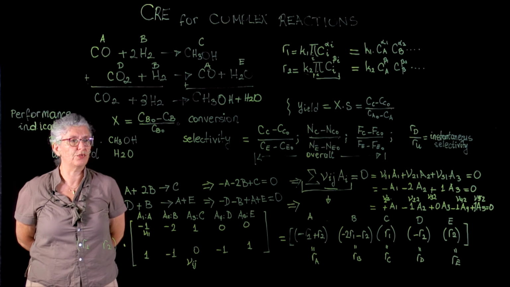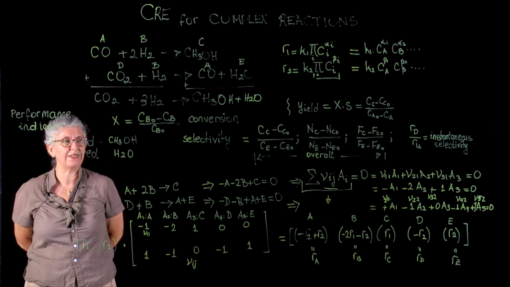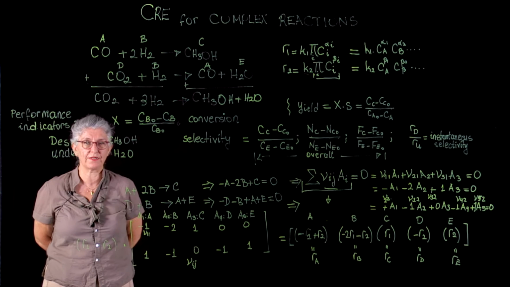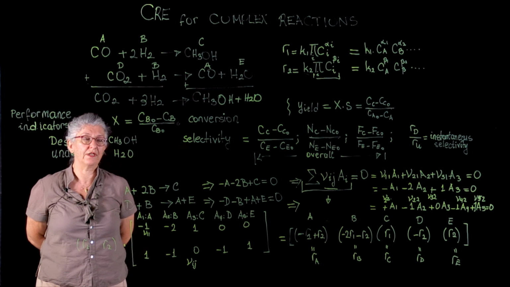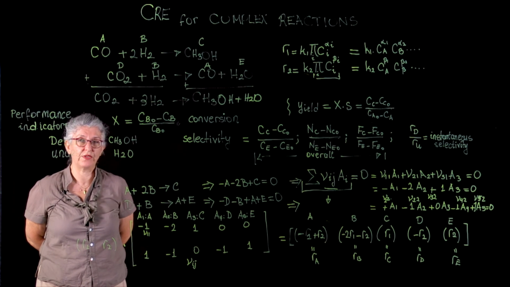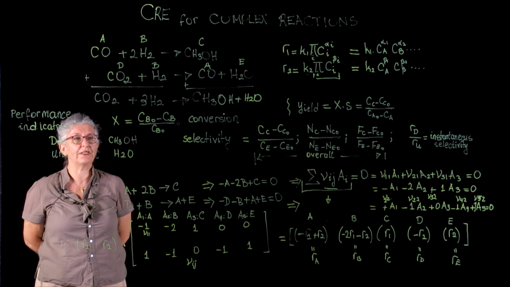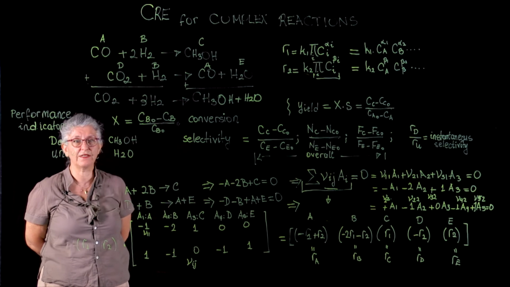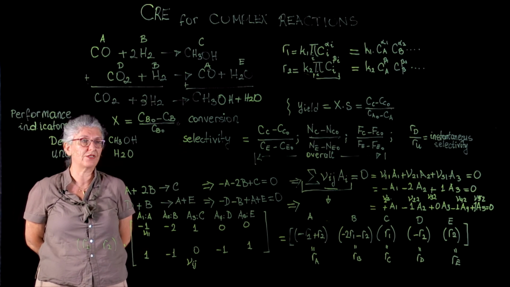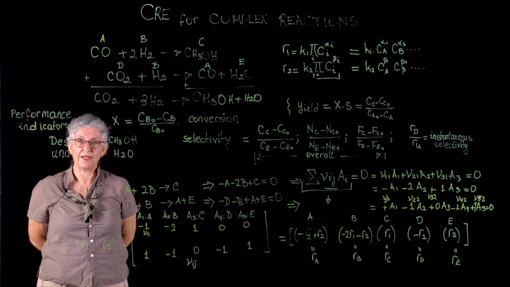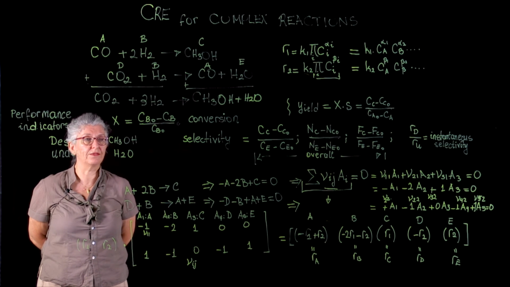We will use conversion, selectivity, and yield, and we will optimize our design, choosing, for example, conversion as our key performance indicator. We're choosing selectivity as our key performance indicator, and we will optimize the reactor design and operation for that.